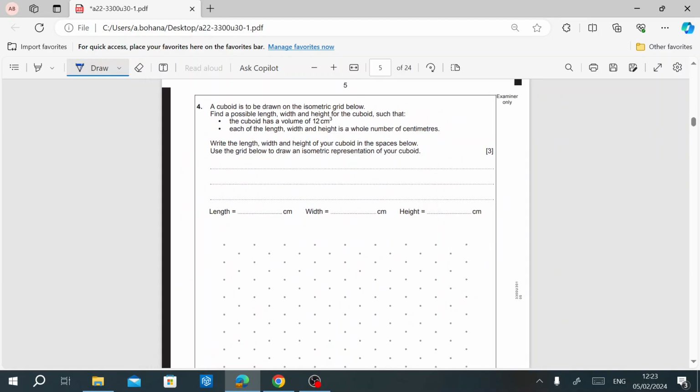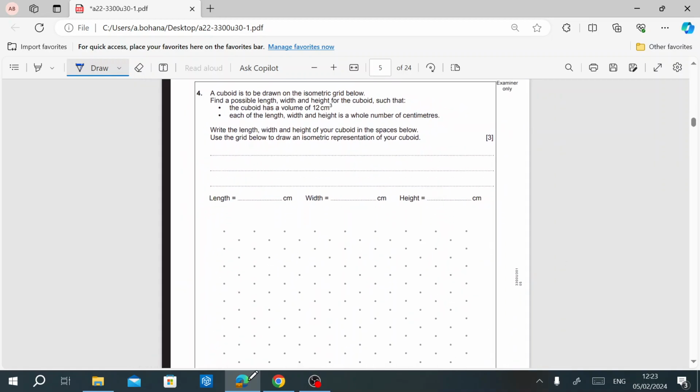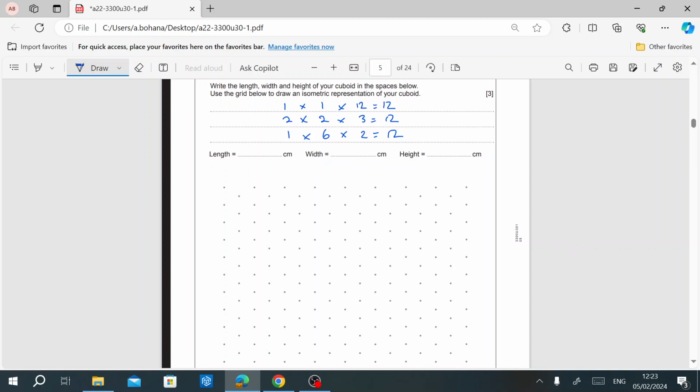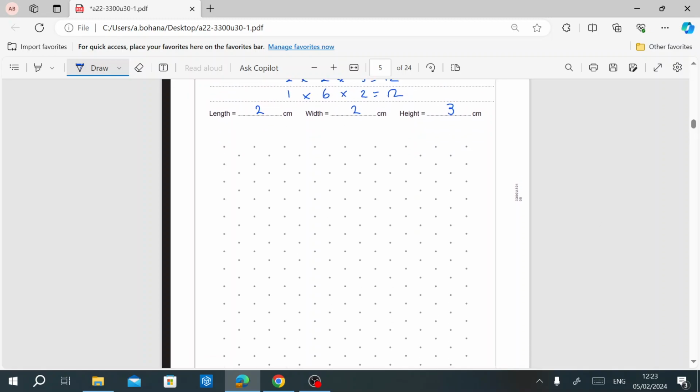Okay, a cuboid is to be drawn on the isometric grid below. Find the possible length, width, and height for the cuboid such that it has a volume of 12. Right, a volume is this. You can either do 1 times 1 times 12 equals 12. You could do 2 times 2 times 3 equals 12. You could do 1 times, again, I'm just making this up, 6 times 2 equals 12. You could choose any dimension you want, okay? So I'm going to choose the middle one: 2, 2, and 3. And how you draw this is entirely up to you, okay?